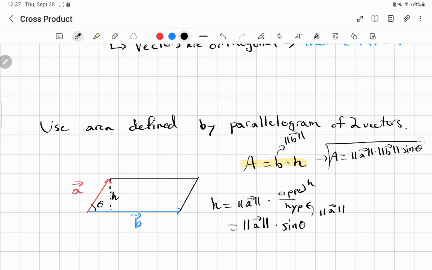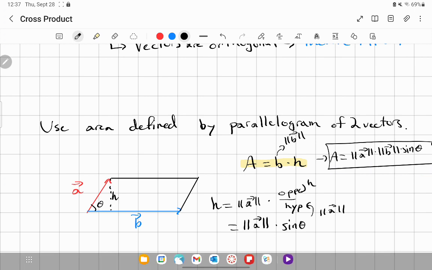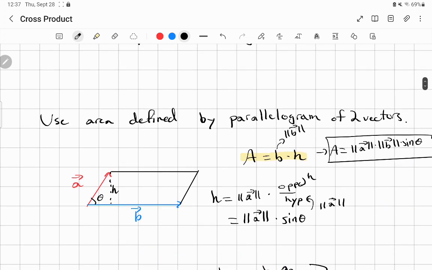Great. What does this look like? This should be familiar to you as the magnitude of the cross product. The magnitude of the cross product is equal to the area of this parallelogram.